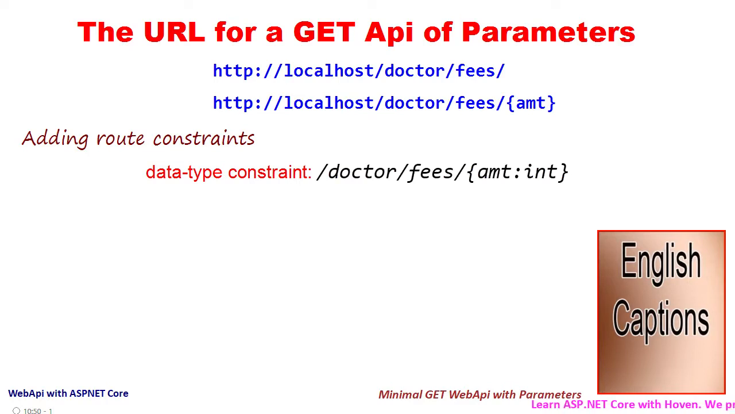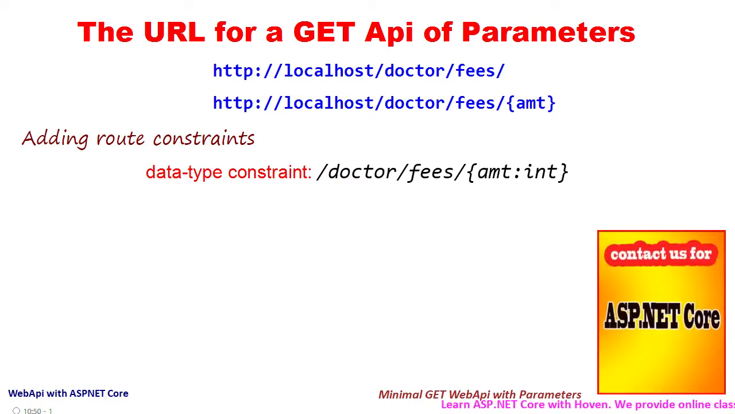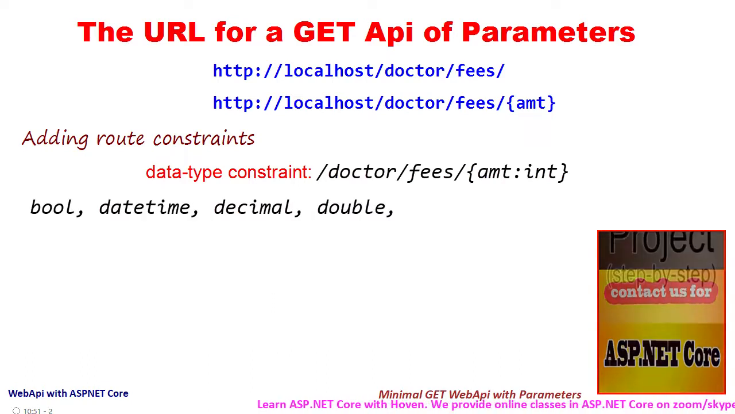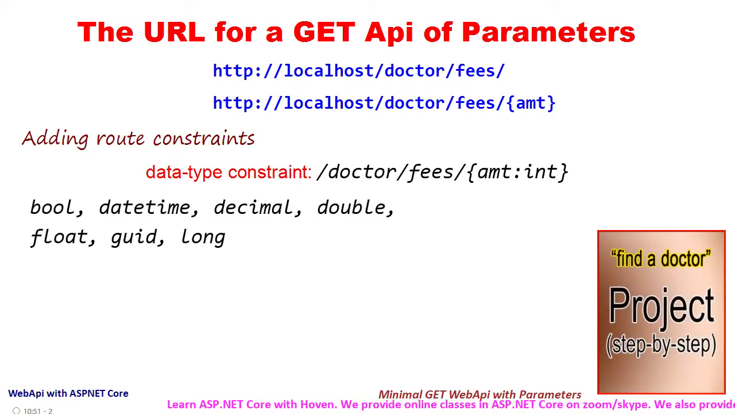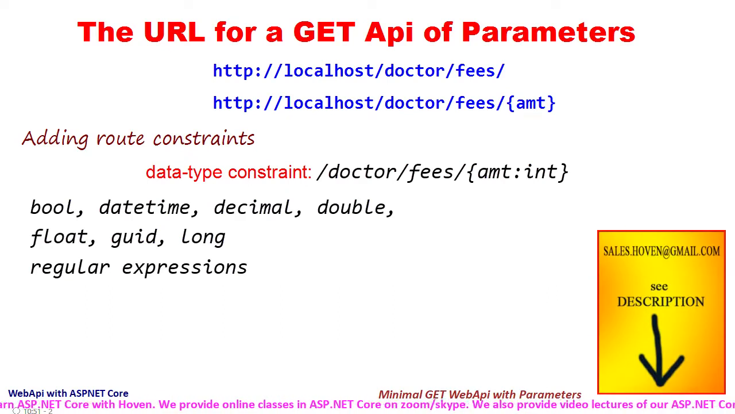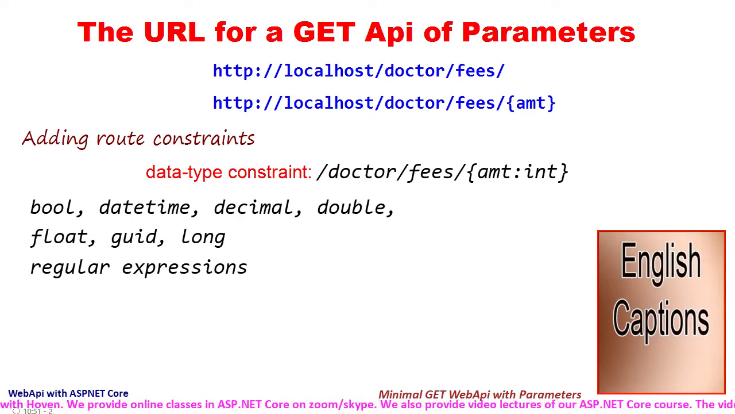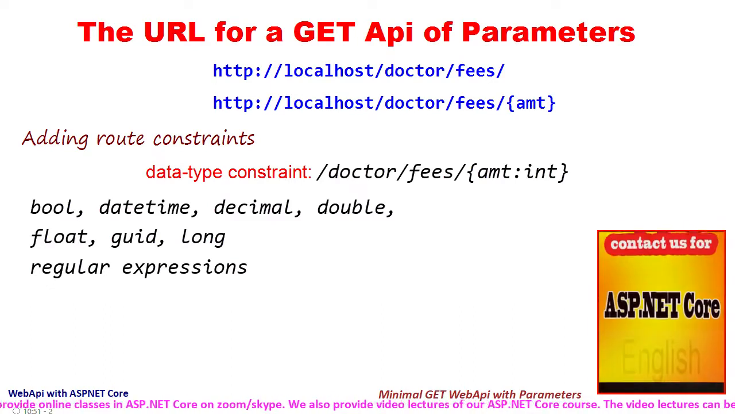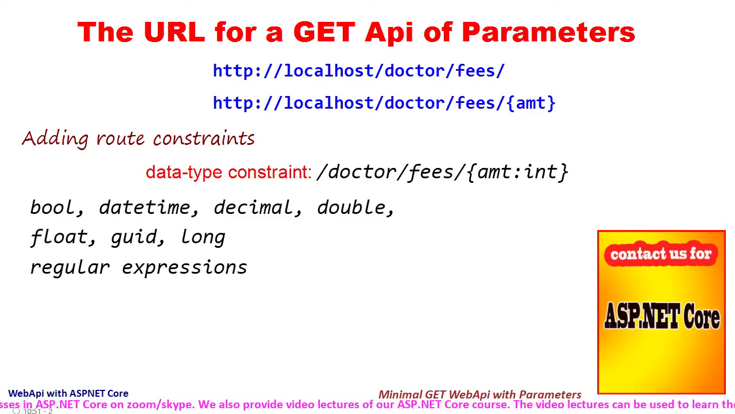Int is not the only possibility. We can specify various other data types such as bool, datetime, decimal, double, float, GUID, long, and even regular expressions can be specified. You will have to refer to the MSDN documentation for all these finer details.